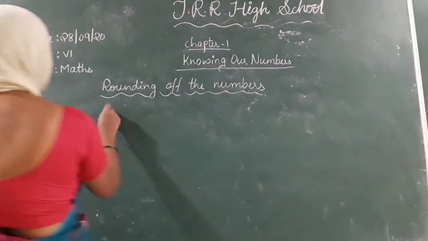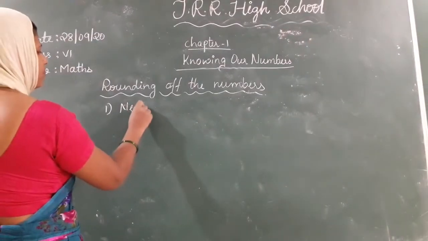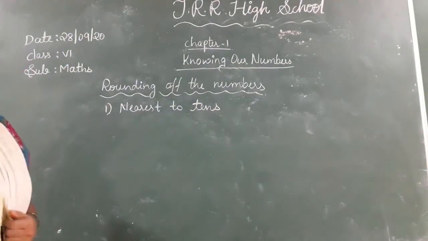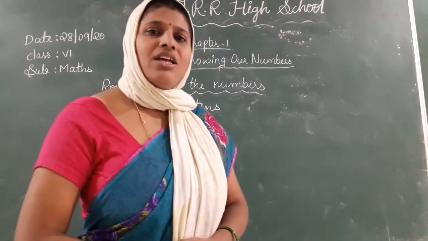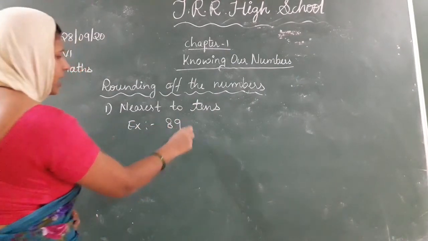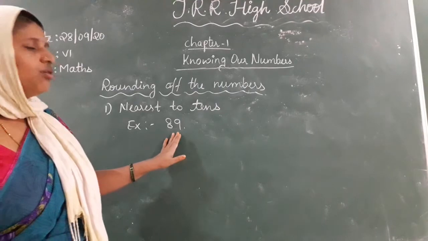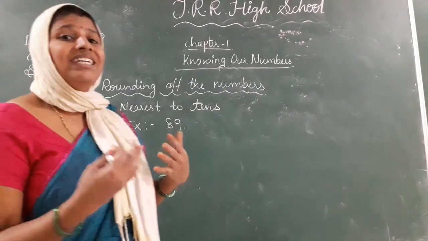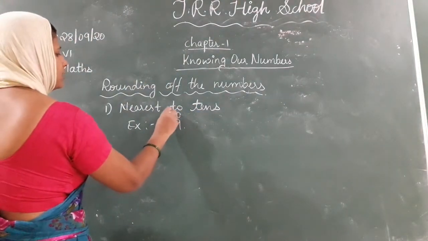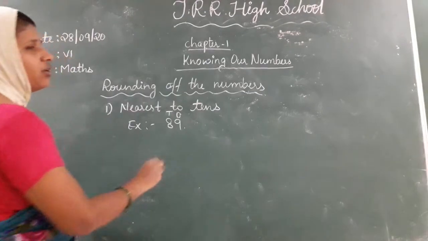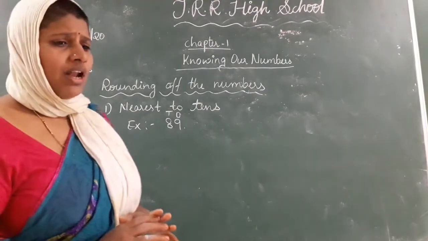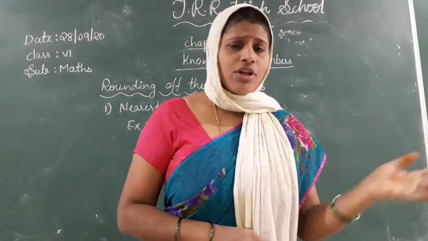So the first one is nearest to tens. We have to round off the number to the nearest 10. Here I am taking one example, 89. Now I want to round off this 89 to the nearest tens. When I say nearest tens, you have to consider up to tens, so the whole number you have to consider. Is it clear? As you are well known about the numbers, the order of the numbers you know, right?